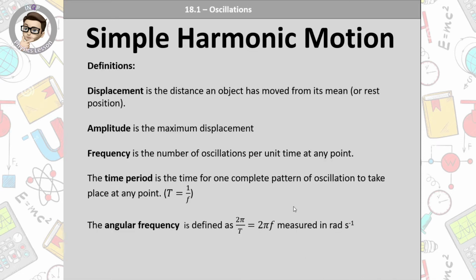So we've got some definitions now. These are really, really important definitions, and these are the ones that you have to make sure you know, which relate to simple harmonic motion. So to start off with, displacement is the distance that an object has moved from its mean or rest position, or in fact what we've been calling the equilibrium position. It's how far the spring has moved upwards or downwards relative to that central point.